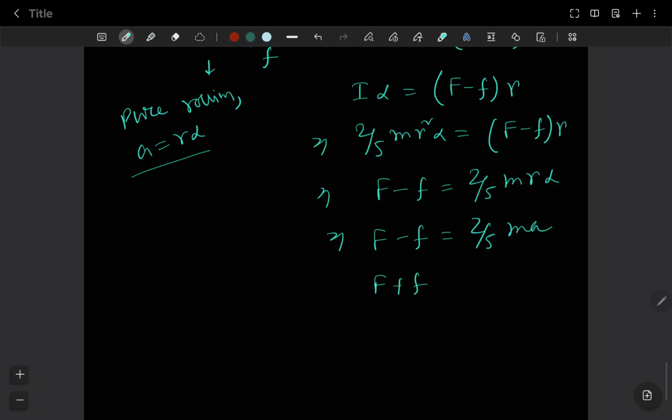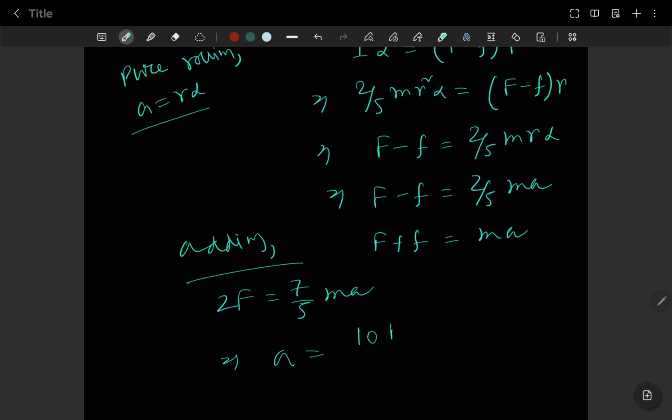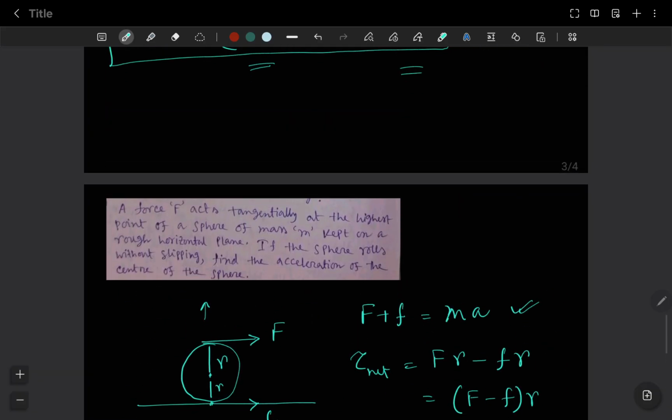Now I am getting two equations: F plus f is ma and F minus f is 2 by 5 ma. Let us solve these two equations. Just add them. What you will get? 2F will be 7 by 5 ma. So a will be 10F by 7m. This is the acceleration of the center of mass of the sphere, which they asked you.